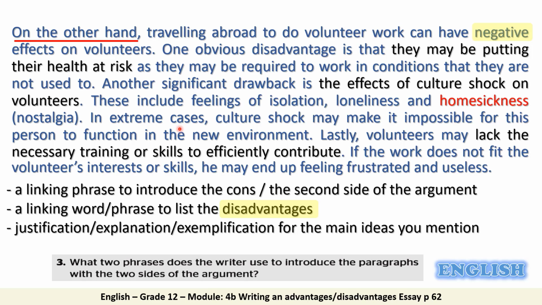In extreme cases, another explanation or exemplification, culture shock may make it impossible for this person to function in a new environment. Lastly, he is introducing the last disadvantage. Volunteers may lack the necessary training or skills to efficiently contribute. If the work does not fit the volunteer's interests or skills, he may end up feeling frustrated and useless. So the writer has used these linking phrases or words in order to introduce or to list the disadvantages in details. And as for the justification and explanation, he uses as, and these include, for more examples or exemplification, in extreme cases for another explanation, right?